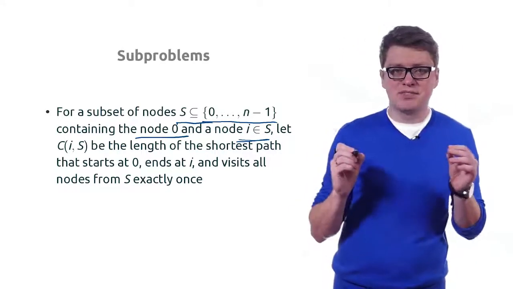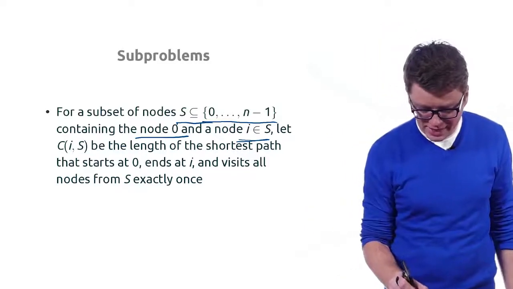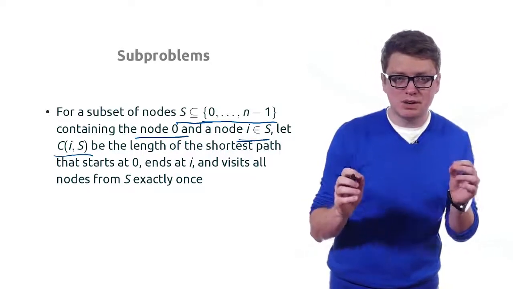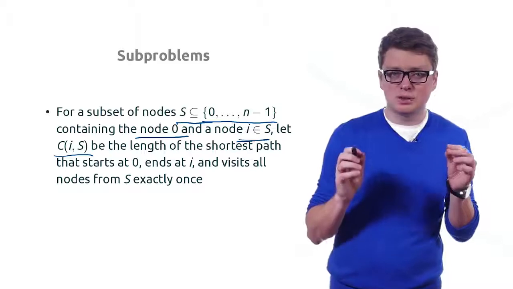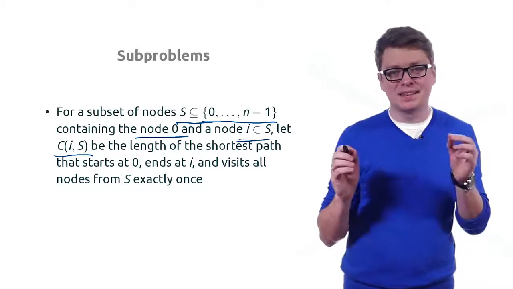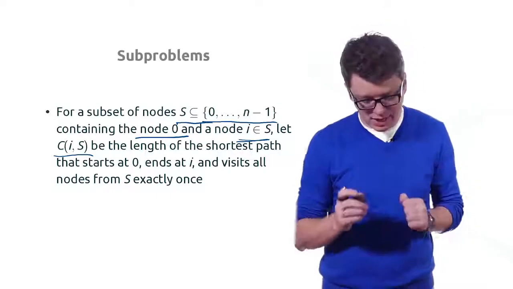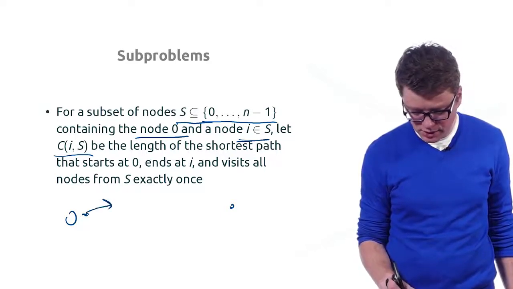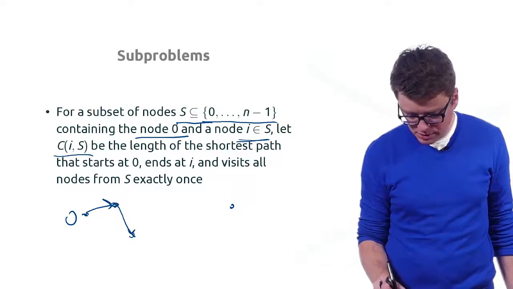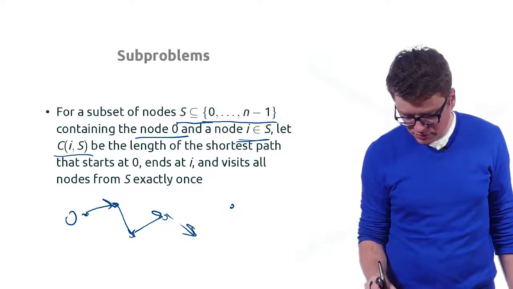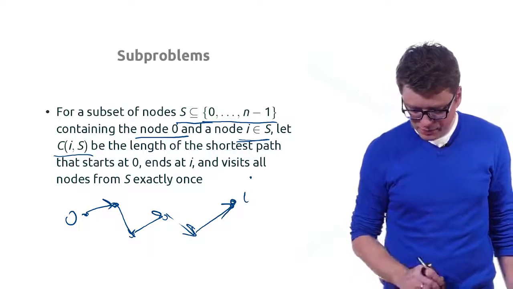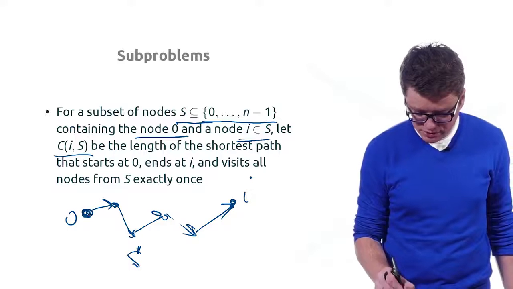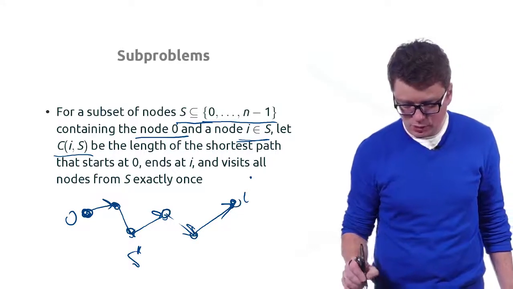Then let's define the function C as follows. C of (I, S) is equal to the length of an optimal path that starts at the node 0, then visits all the nodes from the set S and ends in the node I. In the graph it would look as follows. We start in the node 0, then we go to some node, and some other node, and some other node, and finally we end up in the node I, and S actually is the set of all visited nodes. So S contains this vertex, that one, and that one, and so on.